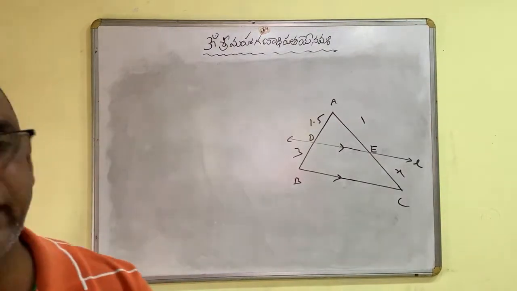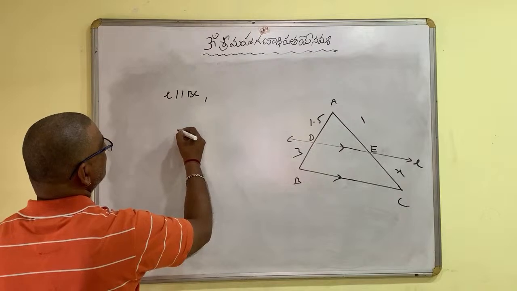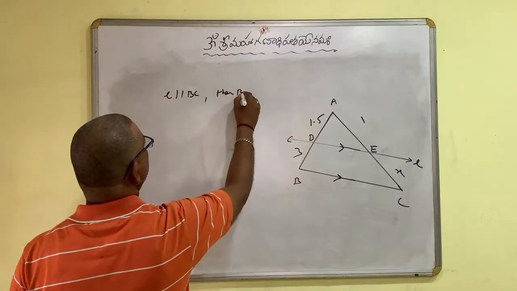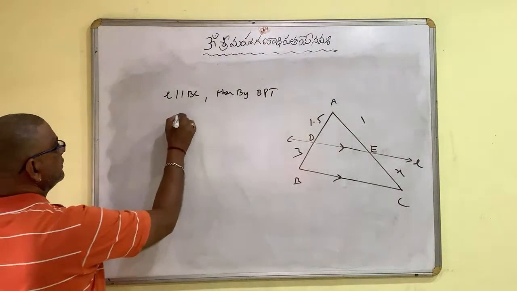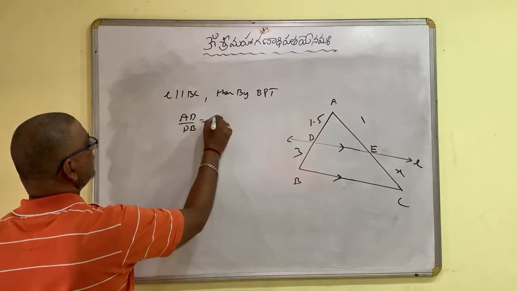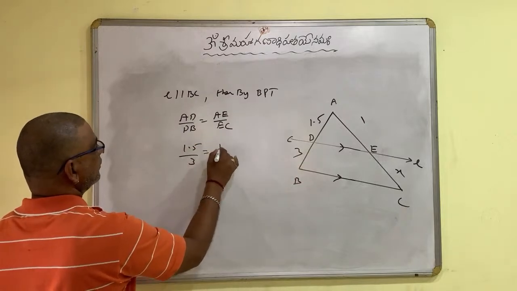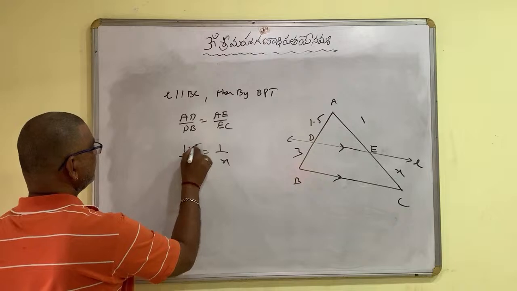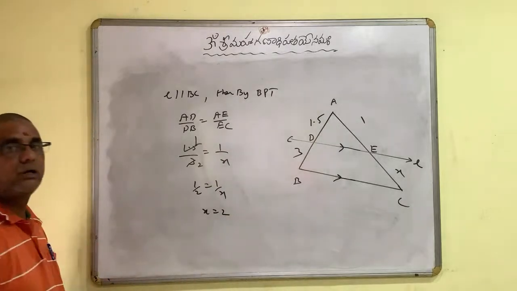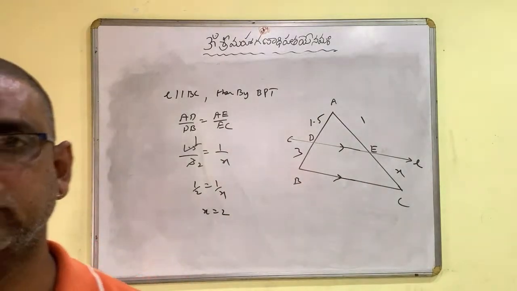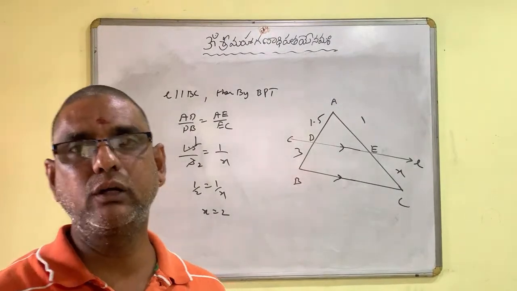Here the condition is applied. L is parallel to BC. So then by BPT, AD by DB equals AE by EC. 1.5 by 3 equals 1 by x. 1.5 by 3 is 1 by 2. 1 by 2 is equal to 1 by x. x is equal to 2.